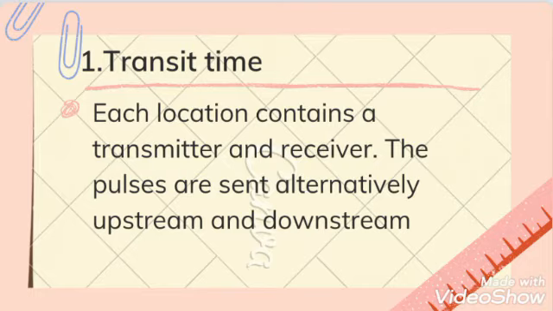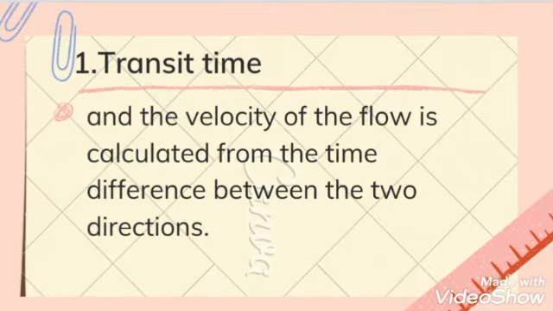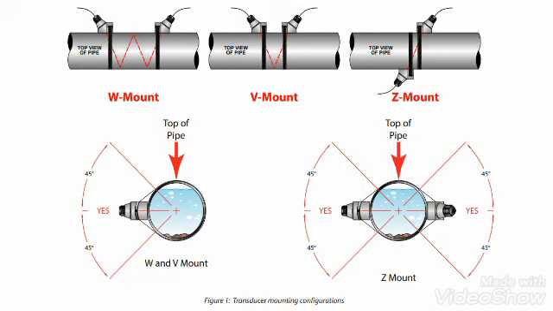Each location contains a transmitter and a receiver. The pulses are sent alternately upstream and downstream. We have two devices, both having a transmitter and a receiver. And the velocity of the flow is calculated from the time difference between the two directions. So in both directions we will transmit and receive the ultrasonic energy, and we will calculate the time difference, which is proportional to the flow.